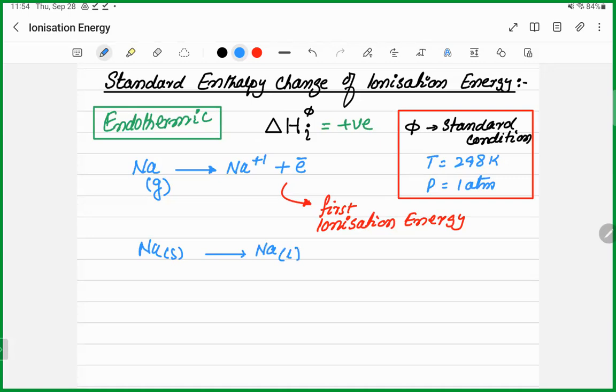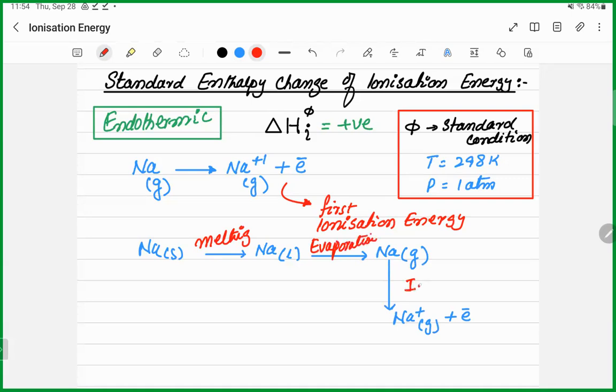First of all, a state change has to happen. After this state change it becomes liquid, and if you further heat the liquid, it will evaporate and become gas. Now, when your atom is in a gas form and you further provide energy, it will remove one electron and form a gaseous ion. The first process, sodium solid to liquid, is called melting. This is not ionization. This is melting, and this is evaporation. Clear? And this is the ionization energy value.